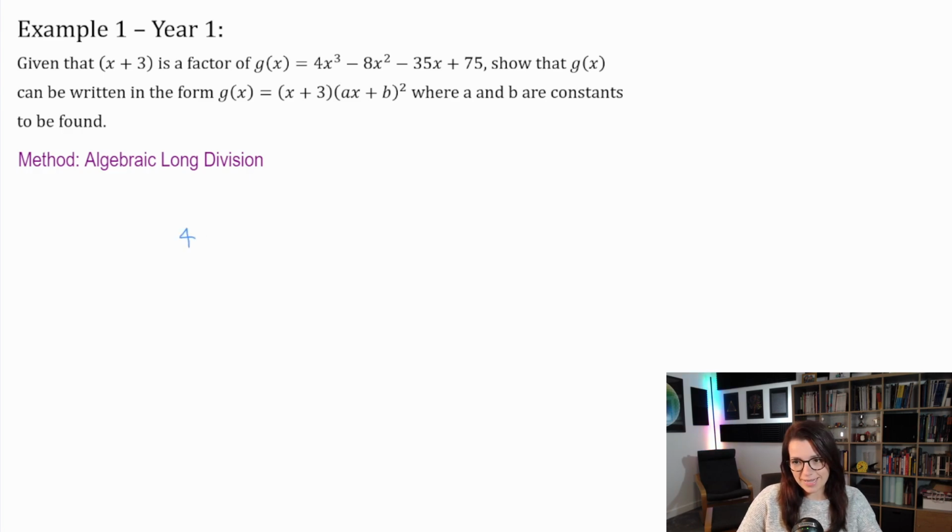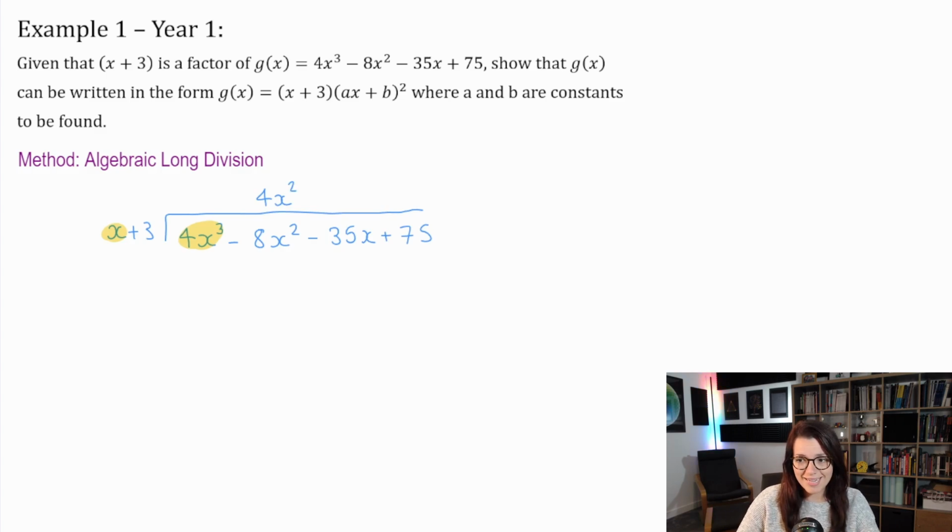To do this, you set up your division in the same way that you would set up a long division or a bus stop division. So you write what you're dividing here, and then on the outside, what you're dividing by. Then the first step is to divide 4x cubed by x. Or in other words, how many times does x go into 4x cubed? Either way, you'll get 4x squared, so that goes on the top.